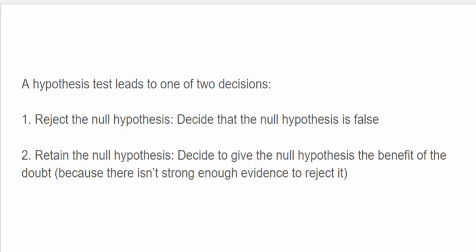So notice how the null hypothesis is the default possibility. It's what you start with. And then when you run the hypothesis test, you either reject the null hypothesis and decide that something is happening, or you hold on to the null hypothesis and say, well, at least for now, I'm assuming that nothing is happening because I don't have enough evidence to say that anything is happening.